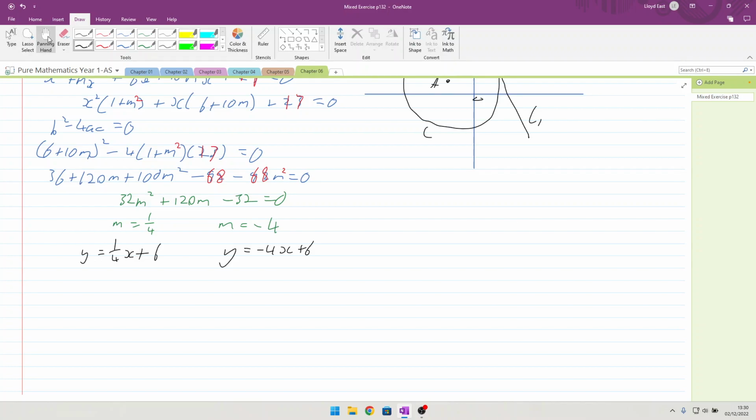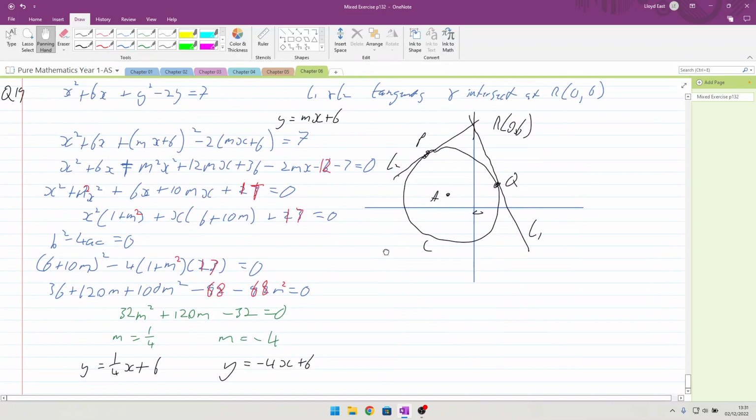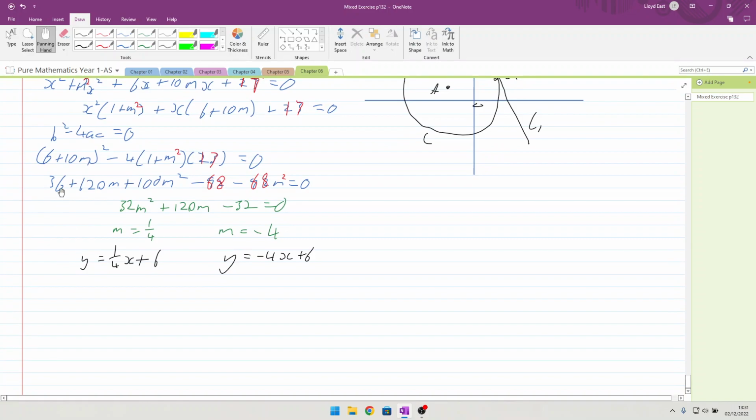And just looking at the graph, L2 is the quarter, and L1 is the 4. Okay, that was only part A. Part B then, hopefully with less mistakes. Okay, part B. Find the points of intersection P and Q of the tangent and the circle.